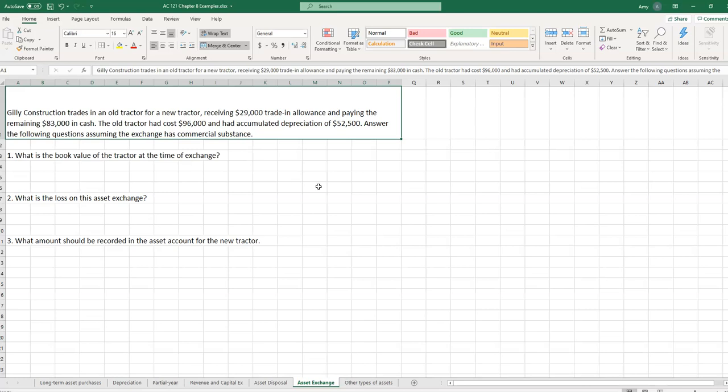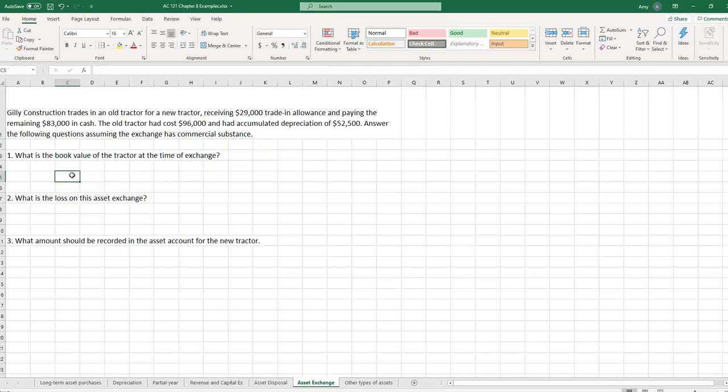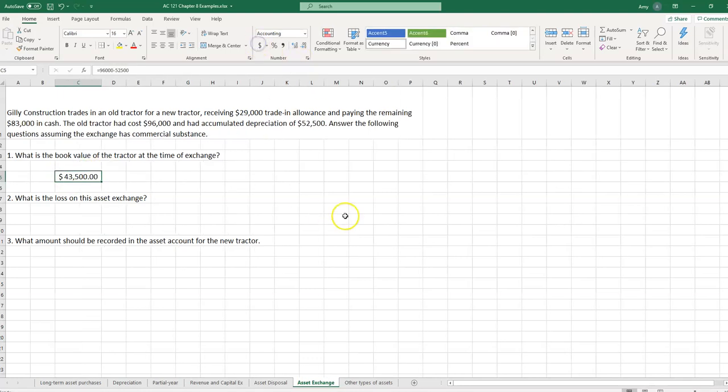We have a list of questions. First, what is the book value of the tractor? Well, that is its historic cost minus its accumulated depreciation. So 96,000 minus 52,500. So the book value is $43,500.